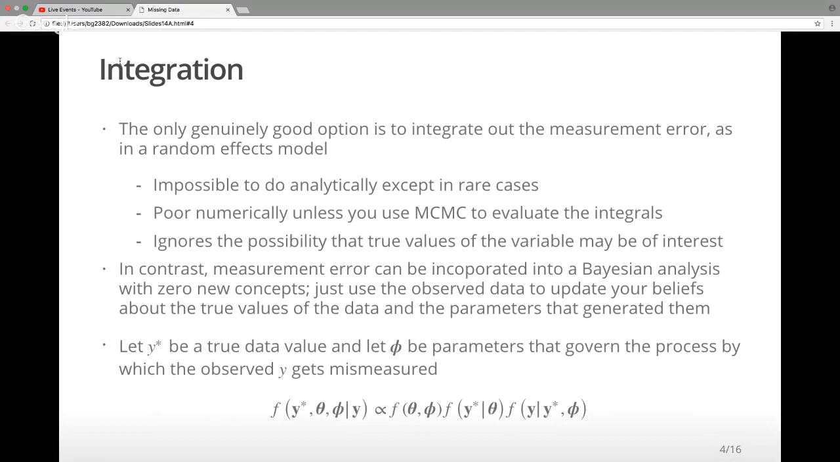So from the Bayesian perspective, there's basically just two types of things: things that we don't know and things that we do know, and we want to get an updated distribution for everything that we don't know, given everything that we do know. And so we let the stars indicate true data values that may or may not be observed, and we let phi be a vector of parameters that pertain to the process by which the true data were mismeasured. And what we get is y, which is the actual observed thing, like what they tell us their income is, as opposed to y star being their true income.